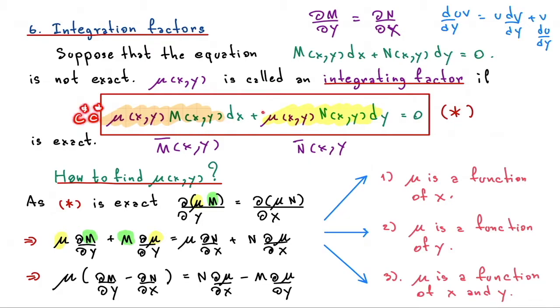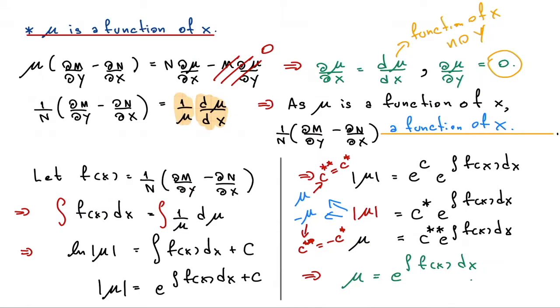Does it matter? No, it doesn't matter because this is 0. So I can just cancel it out. You know what I mean? So what I'm saying is that we don't really need this constant. Why? Because if mu is a constant times e to the integrate fx dx, the constant can always be cancelled out.